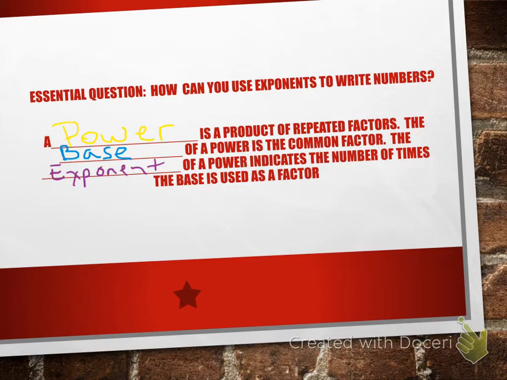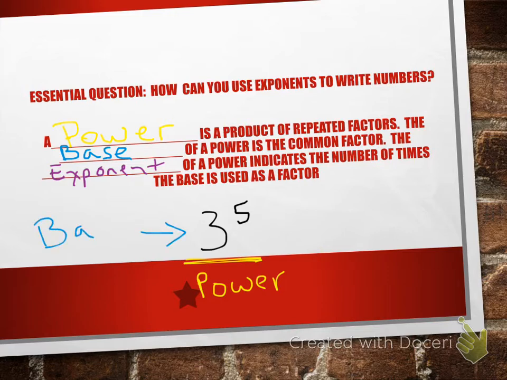If you're looking at your example there, you've got 3 to the 5th power. So 3 to the 5th is considered the power. And then the base would be the number, the big number at the bottom. That's your base. That's the number that tells us what number we're multiplying by. And then the exponent is going to be the smaller number, the 5 in this case. That's going to tell you how many times you're going to multiply this.